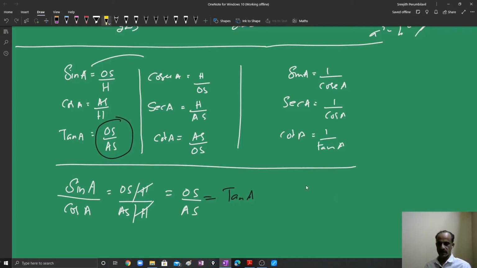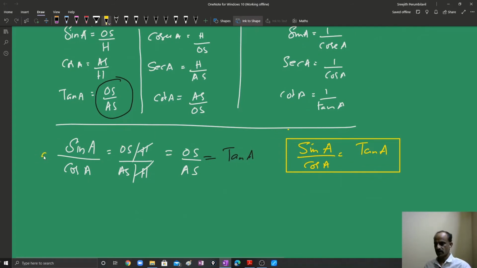What is that result? Sin A by cos A is nothing but tan A. Sin A by cos A is nothing but tan A. Okay. Now, this is a very important result.